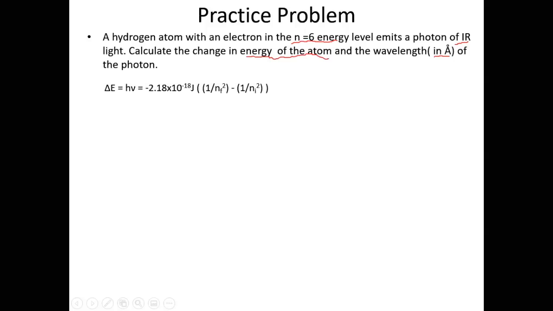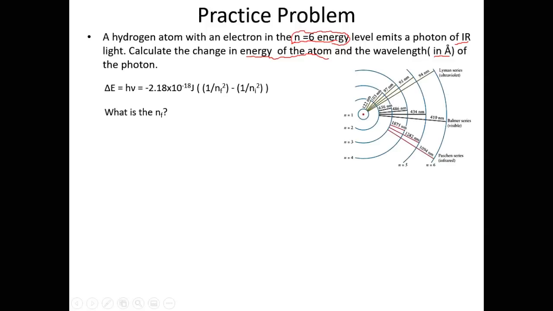So this is the equation we're going to use. We need to know the n final and n initial. Well, the n initial is easy. N initial is n equals 6. No problem there. It tells us it starts at n equals 6. Now to find the n final, we have to look at the different hydrogen atom transitions. It says it emits a photon in the IR region. So IR region is the Paschen series, and all of the Paschen series end up at n equal 3. So that's our final energy level.